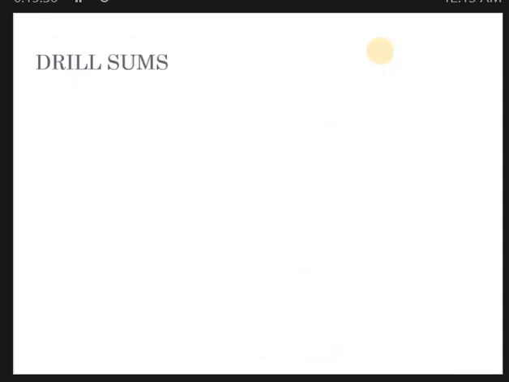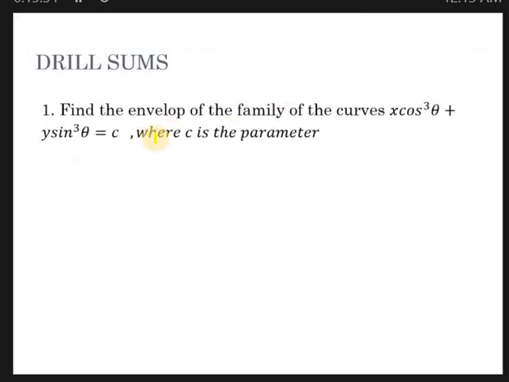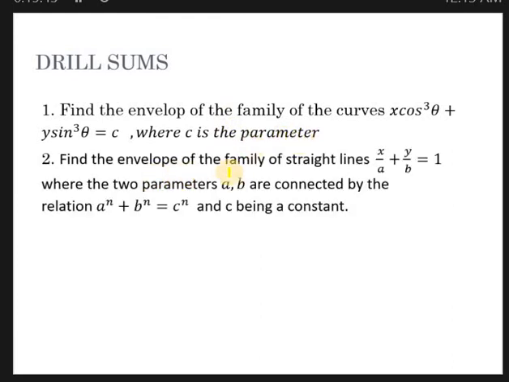So, you can work out some problems based on this as drill sums. Find the envelope of the family of curves x cos cube theta plus y sin cube theta is equal to c, where theta is the parameter. And the second problem, find the envelope of the family of straight lines x by a plus y by b is equal to 1, where the two parameters a, b are connected by a to the power of n plus b to the power of n is equal to c to the power of n, c being a constant.